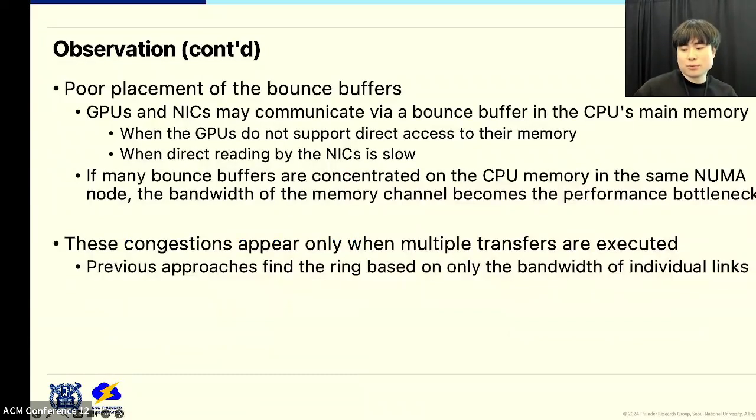Another reason is the poor placement of bounce buffers. In PCI-dependent systems, GPUs may communicate via a bounce buffer in the CPU's memory, for example, when the GPUs do not support direct access to their memory. If many bounce buffers are concentrated on the CPU memory in the same NUMA node, the bandwidth of the memory channel becomes the performance bottleneck. These congestions appear only when multiple transfers are executed. So as previous approaches find the ring based on only the bandwidth of individual links, they are not identified or avoided by the previous libraries.